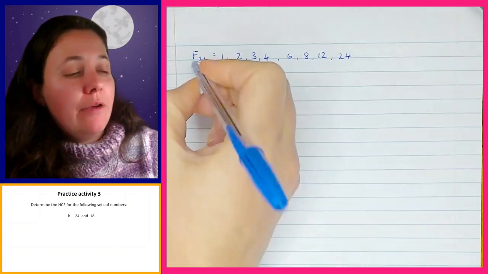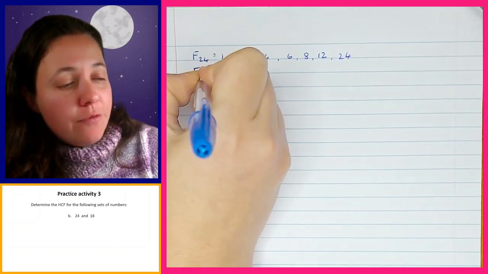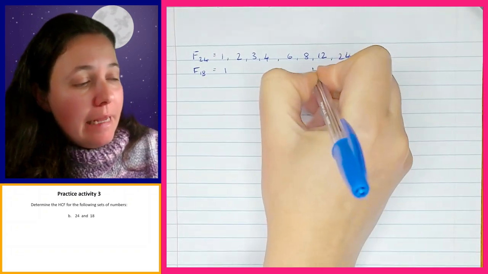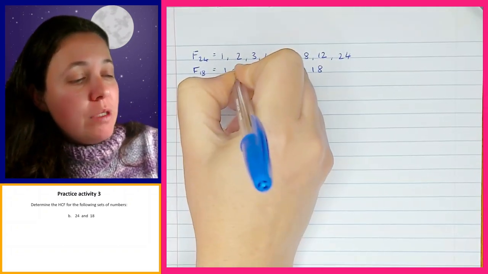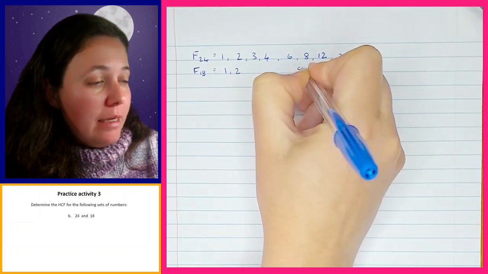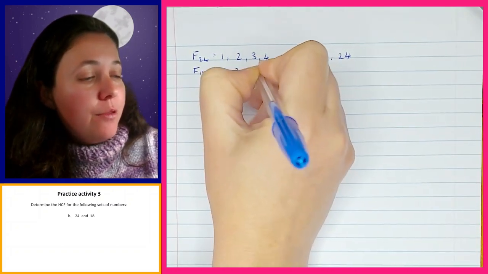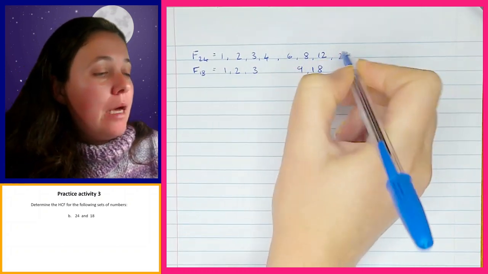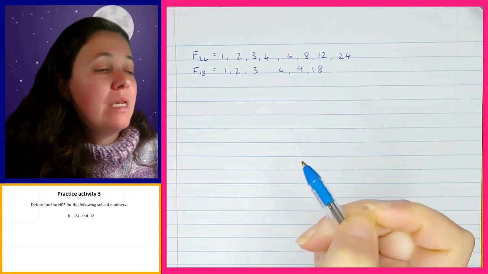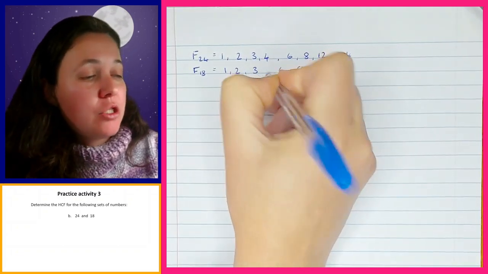Okay, and then we have 18. So the factors of 18, we start with 1 and 18. 2 is a factor because 18 is even, so we have 9. Then 3 is a factor, and 18 divided by 3 is 6. And then 4 is not a factor, and 5 is not a factor, so we are done.